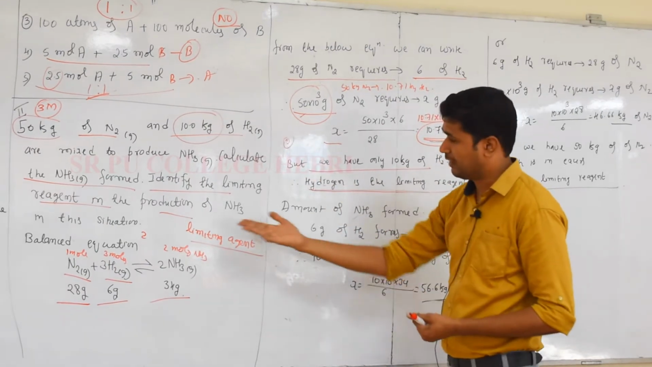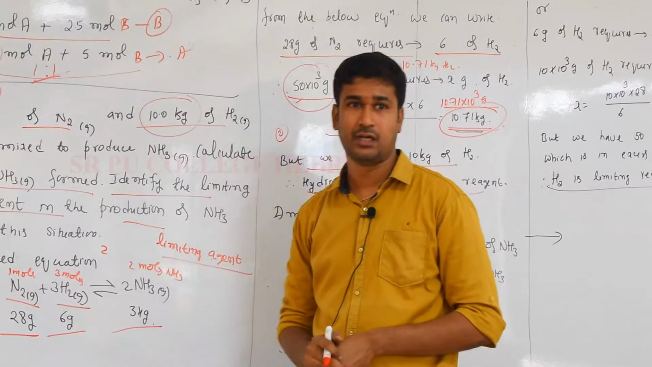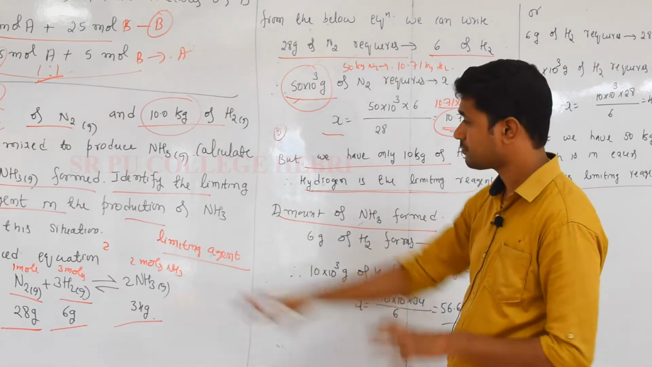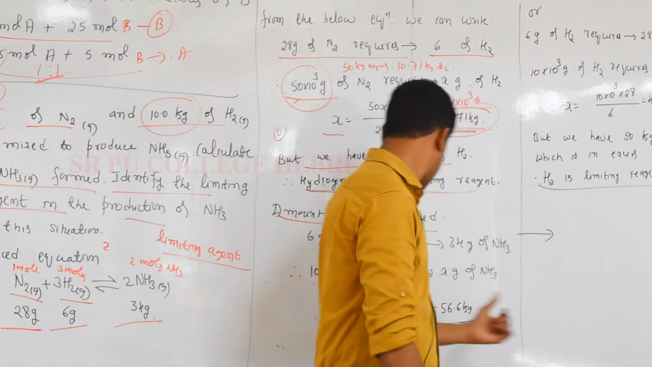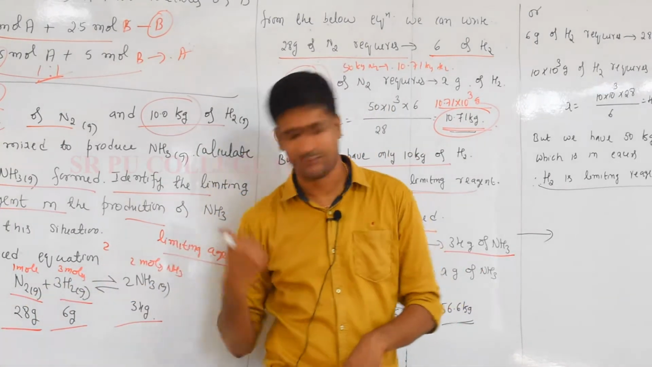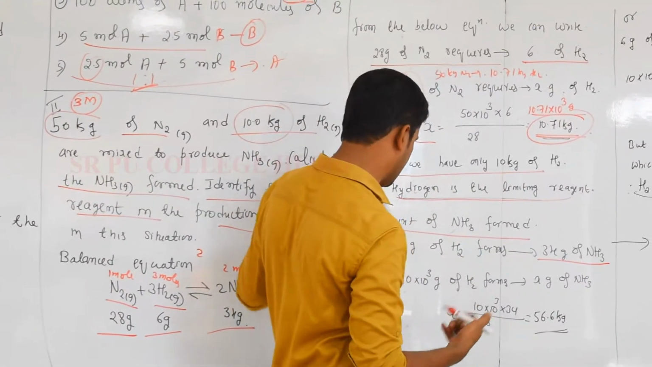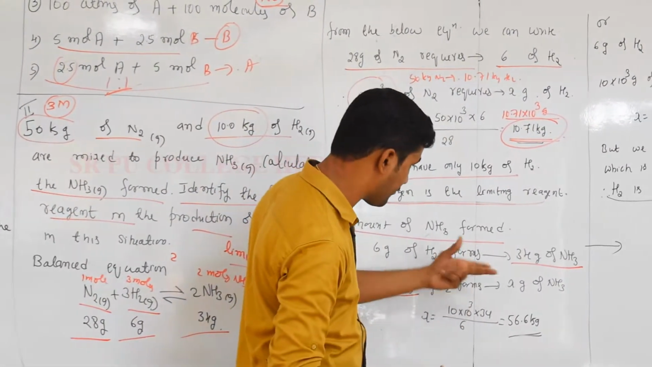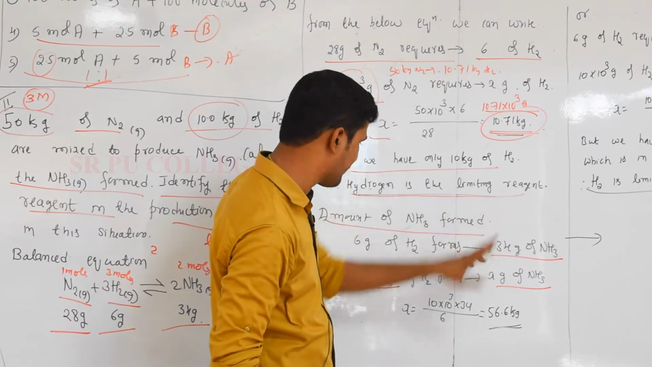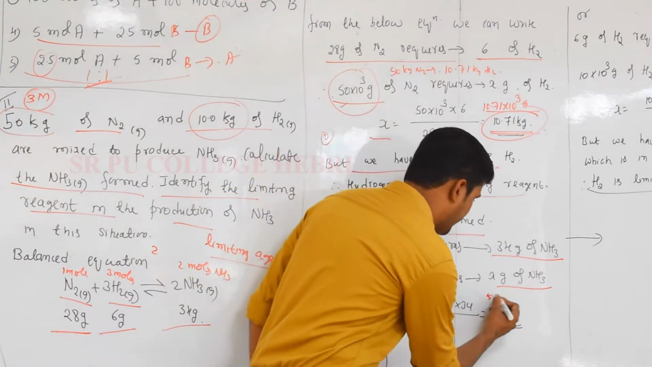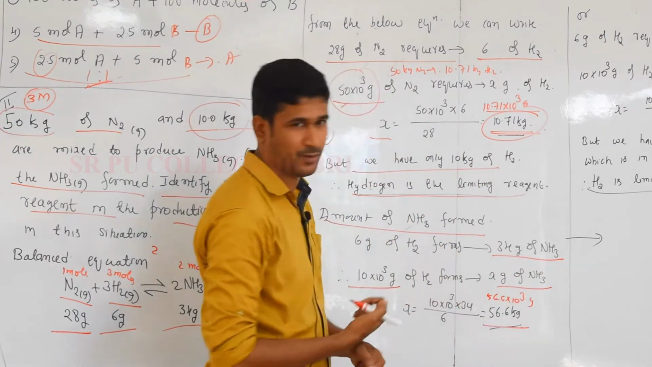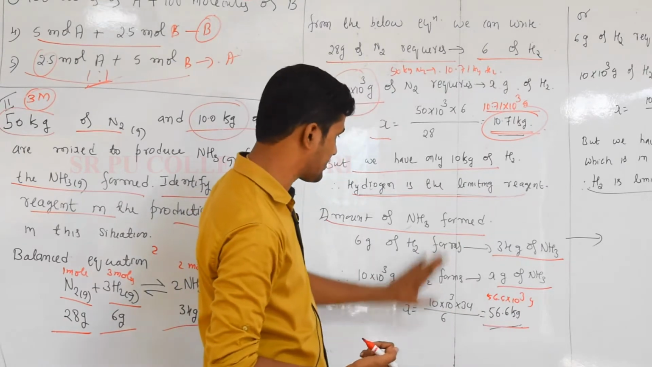The second part is you have to calculate the amount of ammonia formed during the reaction. So how do you calculate it? The amount of ammonia formed depends upon the limiting reagent. From this equation what we can write? 6 gram of H2 forms 34 gram of ammonia. Look here, 6 gram, 34 gram. What do we have? We have 10 kg, that is 10 into 10 to the power of 3 gram of H2 forms x gram of NH3. Again you cross multiply this: 10 into 10 raised to 3 into 34 divided by 6. Your answer will be 56.6 into 10 to the power of 3 gram, which is equal to 56.6 kg. This is your answer. This is the one method.